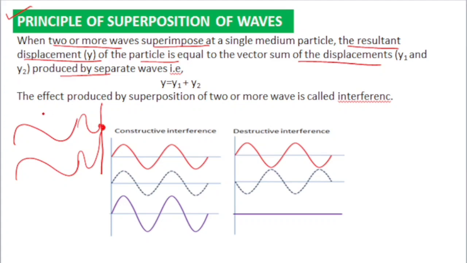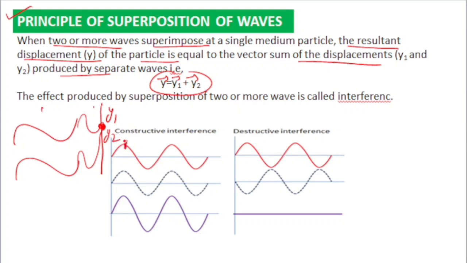Let y1 be the displacement produced at this point due to the first wave, and y2 the displacement produced due to the second wave. So what is the resultant displacement at this point? The resultant displacement is given by the vector sum of the displacements due to the individual waves. Right? Now there are two types of overlapping or superposition.